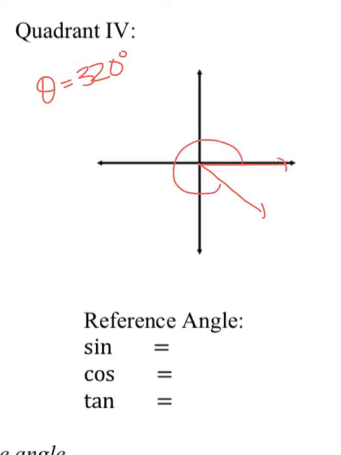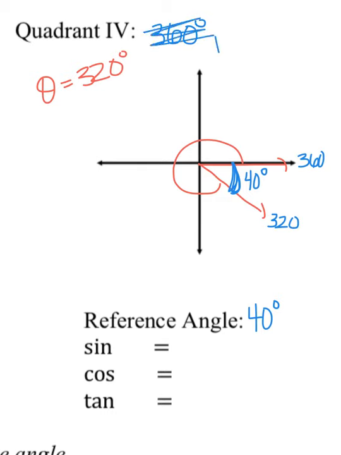Now your reference angle is the fastest way to get to the x-axis. So you know that this is 320. You know that this is 360. So your reference angle in here, you would have to go another 40 degrees. The general rule to find it in quadrant 4, you would do 360.